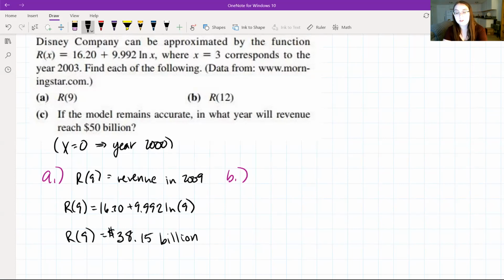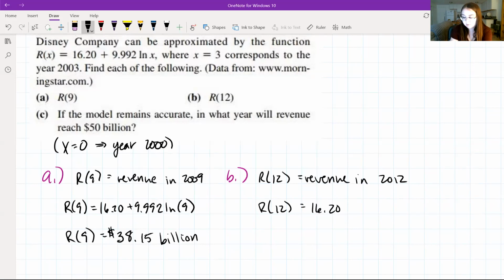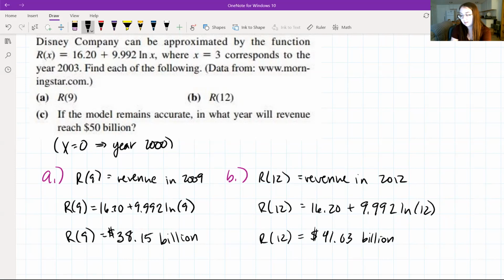Now for part B, we want to calculate the revenue from the year 2012. So we have R of 12, which we know is the revenue in 2012. And we get to do the same thing. R of 12 is equal to 16.20 plus 9.992 times the natural log of 12. Then when we calculate R of 12, you just plug this into a calculator, which, as always, I highly recommend that you do. You end up getting $41.03 billion.